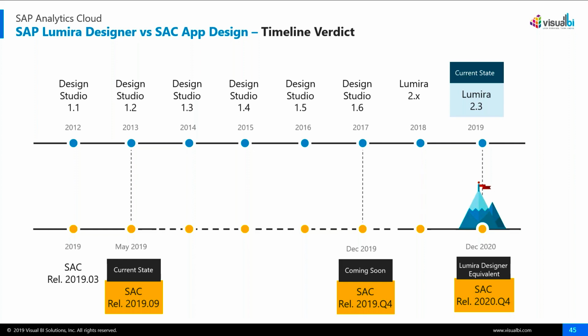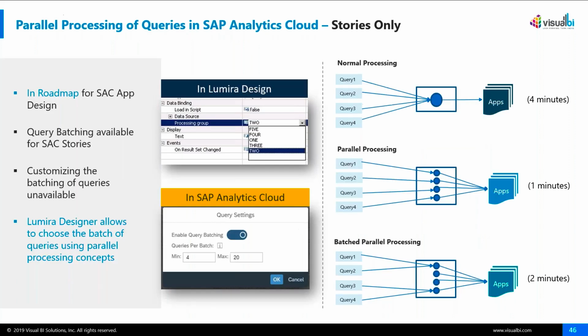So that was pretty much the timeline that we talked about. It gives you a brief on where we stand and how SAP Analytics Cloud is going to mature with respect to SAC App Design, right? Another feature that I would like to explain to you is parallel processing. For any application, dashboard, or report, one important thing that everyone looks for is performance. Performance of the application matters a lot. Insightful information within seconds is what we look for.